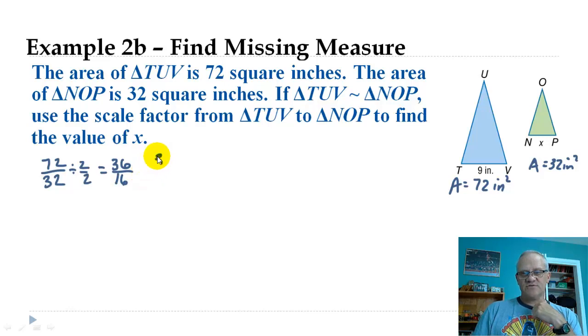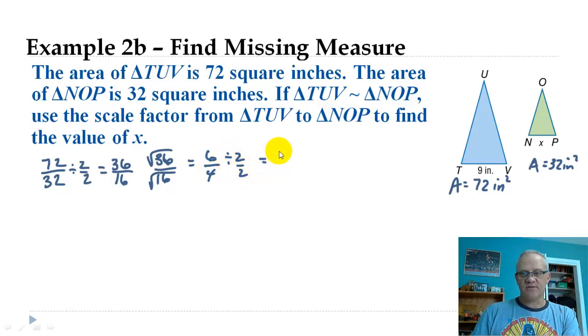So all I have to do is take the square root of both of these. Square root of 36 is 6. Square root of 16 is 4. Now, one thing you notice here too, when we got this to where we could take the square roots, this could actually be simplified a little bit more. They both can be divided by 2 again, right? So we can just divide these by 2. That would be fine to make this final scale factor 3 to 2. So that's your final scale factor.